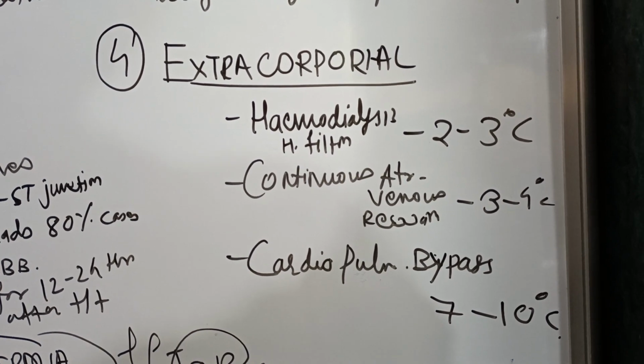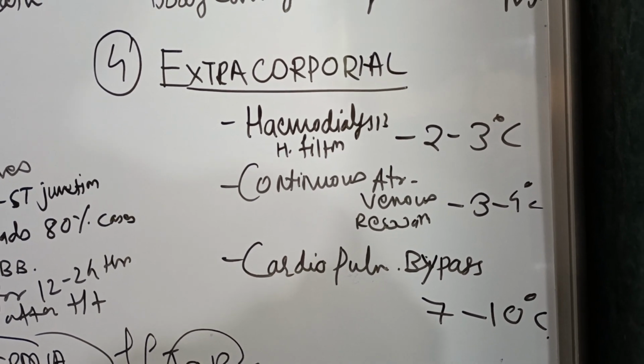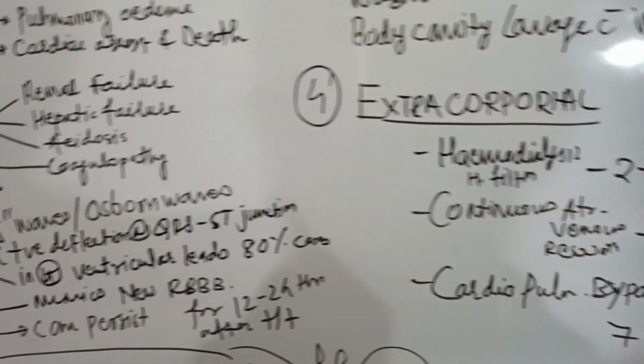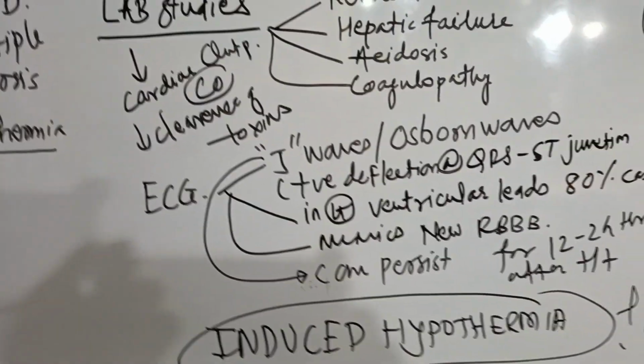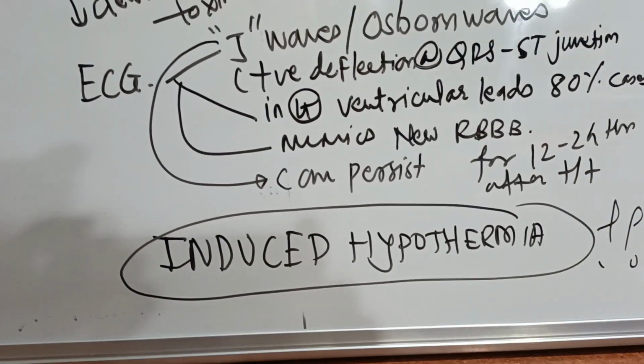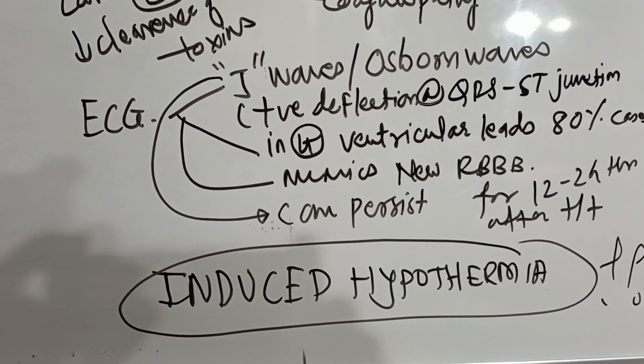So cardiopulmonary bypass increases by 7 to 10 degrees Celsius. Another topic is induced hypothermia or therapeutic hypothermia or targeted temperature management. We will discuss it next time.